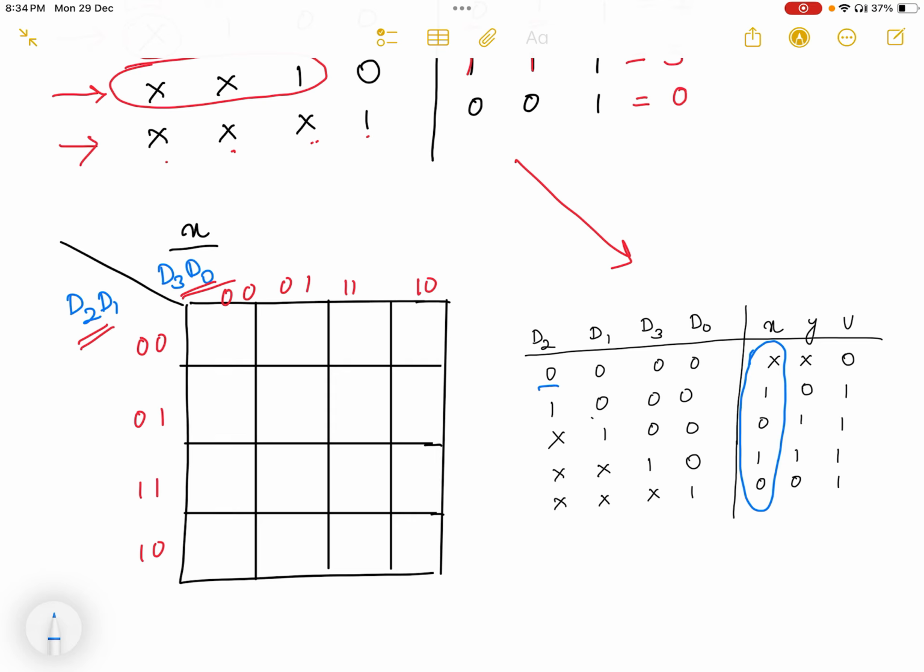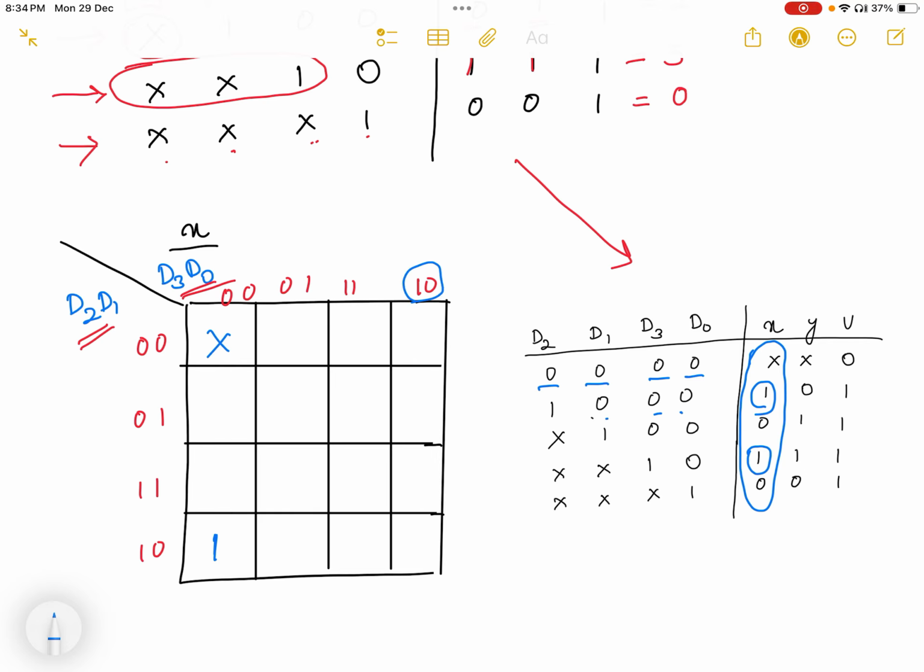You can see here when D2, D1, D3, D0 are all 0, X is don't care, so I'll write don't care here. Next, I get 1 when D2 equal to 1, D1 equal to 0, D3 equal to 0, D0 equal to 0. So here I am getting 1. Next, when D3, D0 are 1, 0, I am also getting 1.